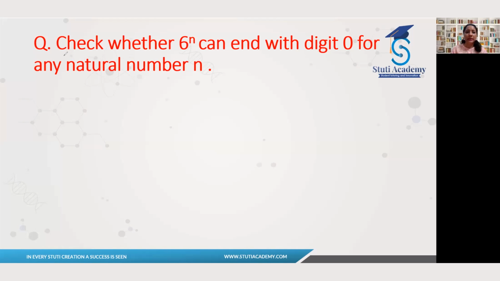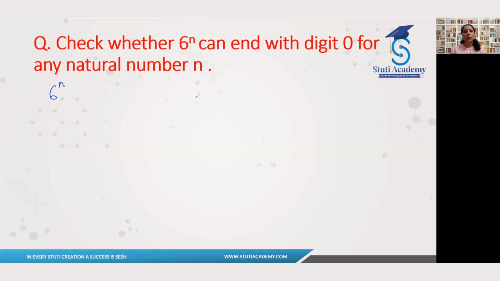Now, children, let us discuss the next question. Check whether 6 raised to the power n ends with digit 0 for any natural number n. Now, this means 6 raised to the power n we have taken here. n is given to be any natural number. We need to check that it ends with digit 0. That means we need to check that this number has 0 in the ones place.